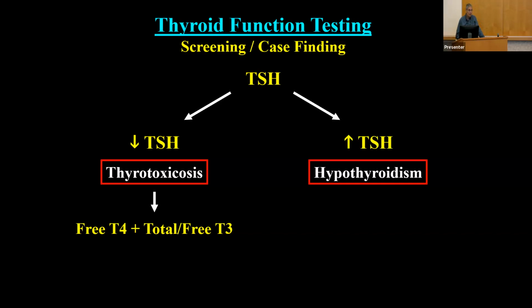Now, we're not talking about hypothyroidism today, but if the TSH is high, of course, you have hypothyroidism. You don't need to measure a T3 in hypothyroidism because it's almost always normal. The body sort of preserves T3 until the very end. So you really only need to measure a free T4.